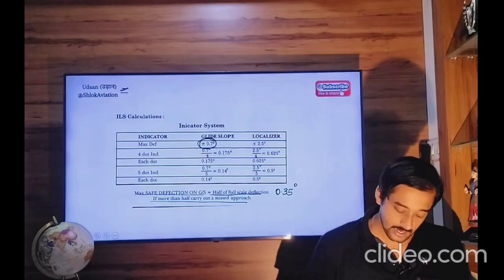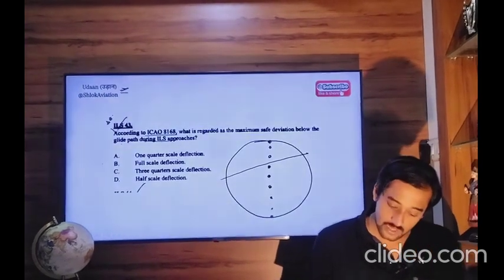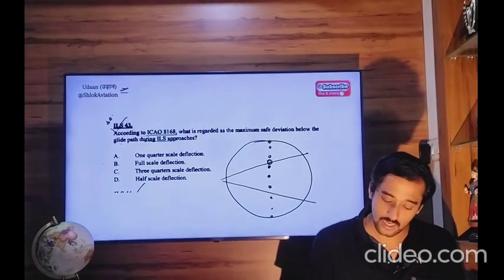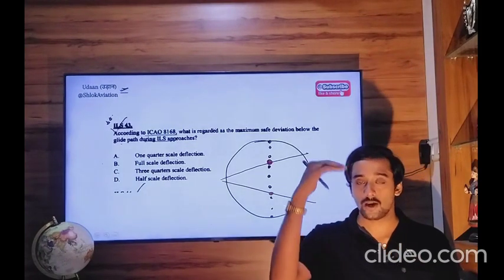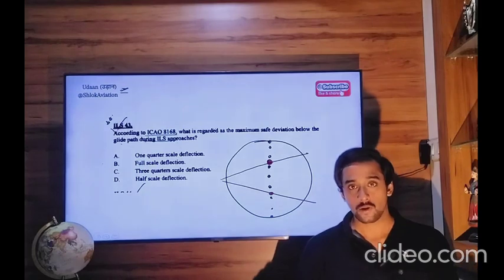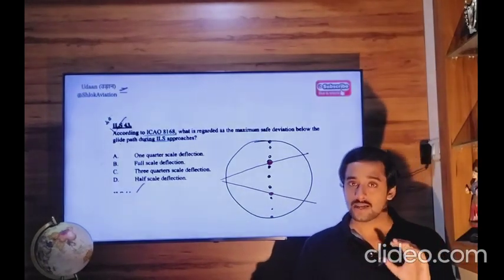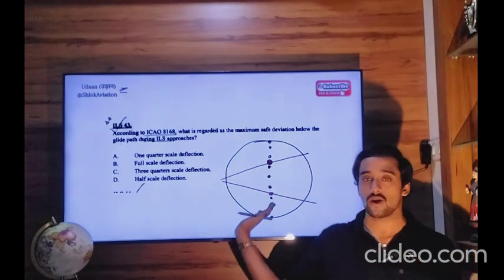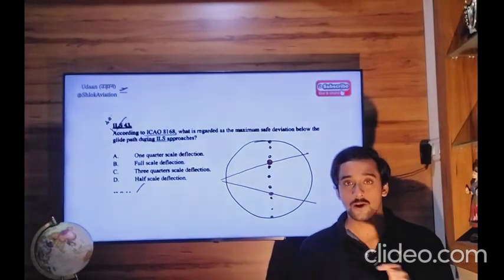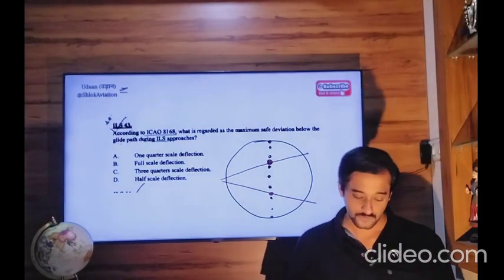You can only get deviated between these two places. Here and here, 2.5 dots up, 2.5 dots down. You cannot get deviated beyond that. Even though the maximum deviation here is 5 dots, you cannot try that maximum limit.